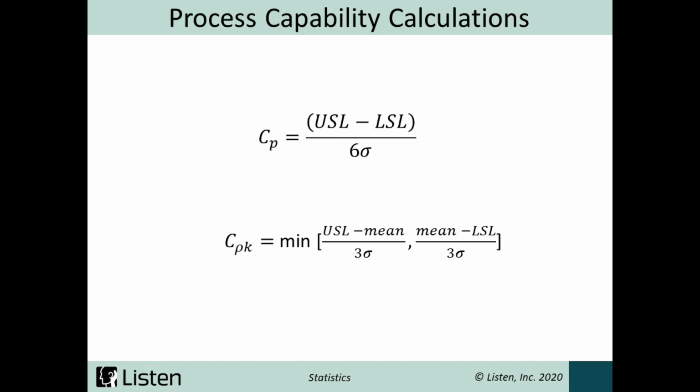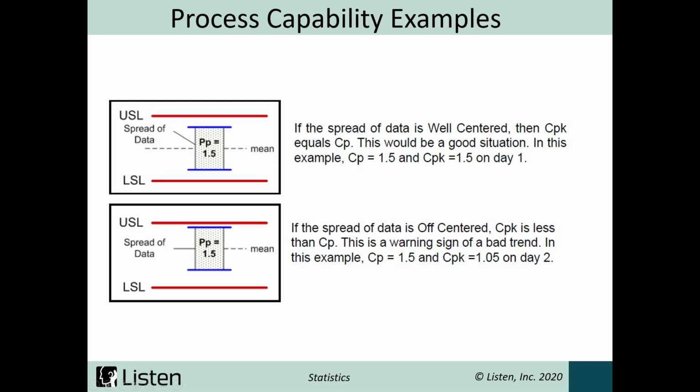Let's look at an example of using CP and CPK together. In day 1, the spread of data is well-centered and CPK will equal CP. For example, both of them would be 1.5. On the second day, the spread of data gets a little bit off-centered, so CPK is less than CP. Here we'll say CP is 1.5 and CPK is 1.05.